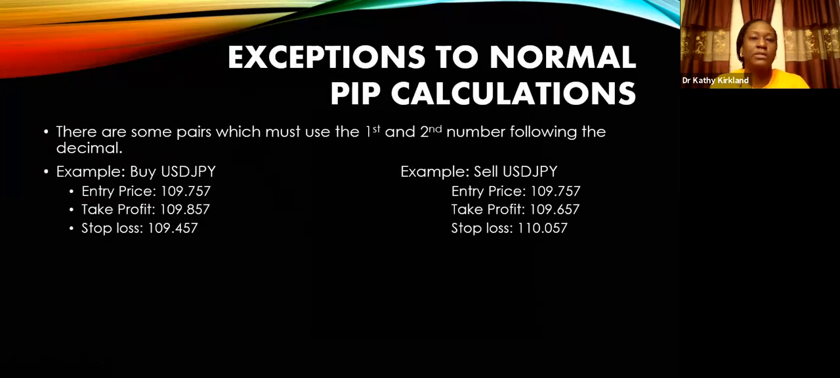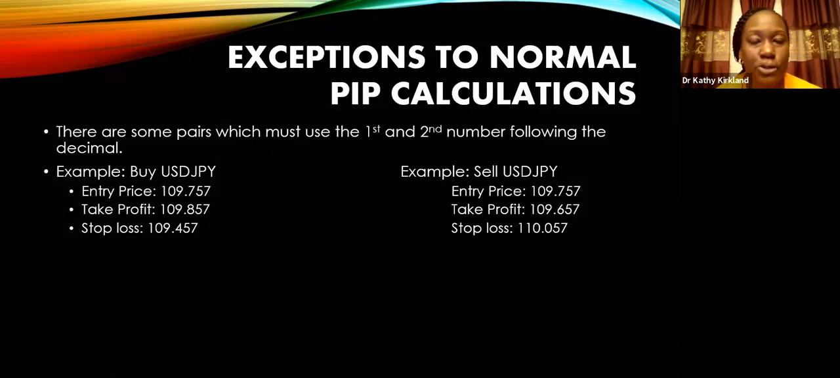So there are some exceptions to the rule. The exceptions to the rule are the JPY pairs. The JPY pairs are calculated differently. They don't have a third and a fourth number behind the decimal place, so you can't use the third and the fourth number to calculate your pips with. You have to use the first and the second number with a JPY pair. Okay? So you will use the first and the second number following the decimal place.